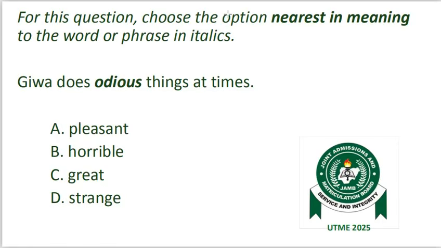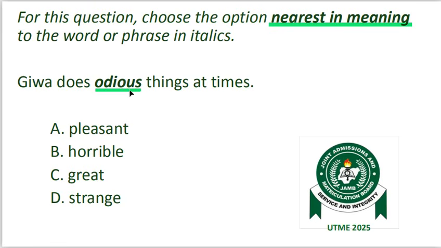For this question, choose the option nearest in meaning to the word or phrase in italics. Giwa does odious things at times. Odious is in italics. A. Pleasant. B. Horrible. C. Great. D. Strange. Odious means hateful or unpleasant.